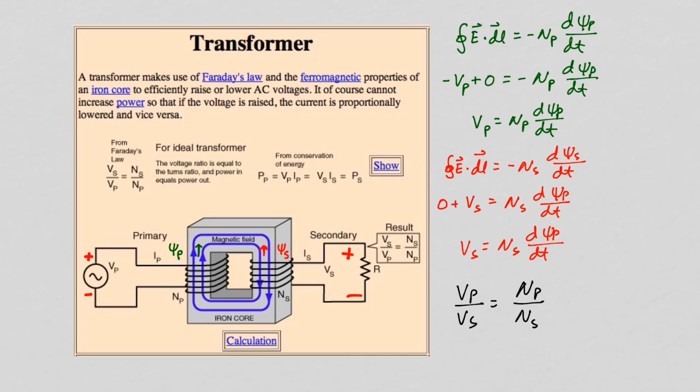So dividing this equation by this equation, we see the ratio of the voltage in the primary to the secondary equals the ratio in the number of turns in the primary to the number of turns in the secondary.